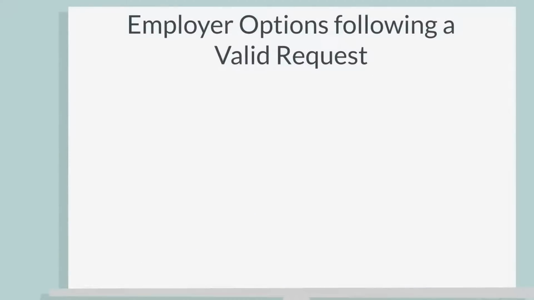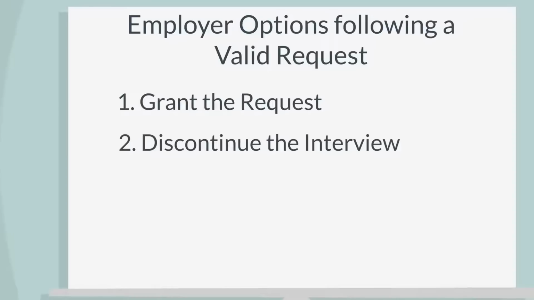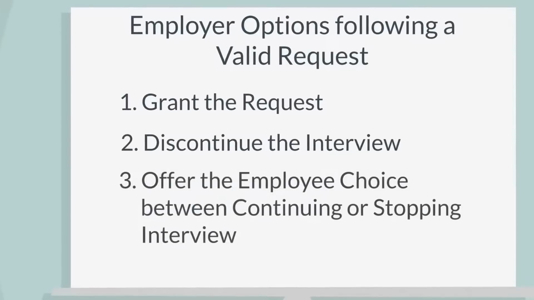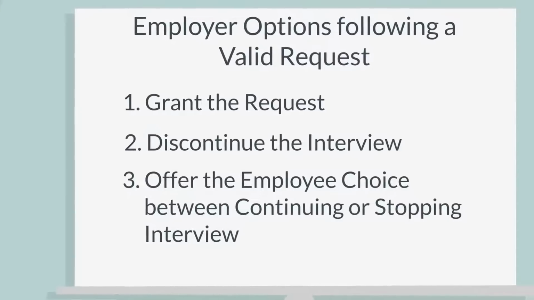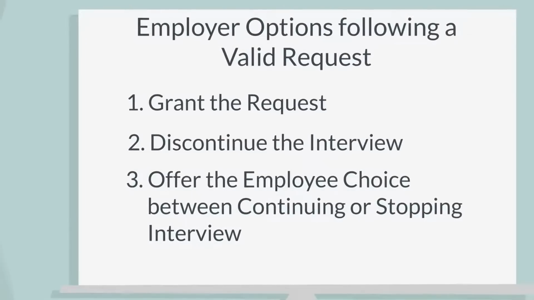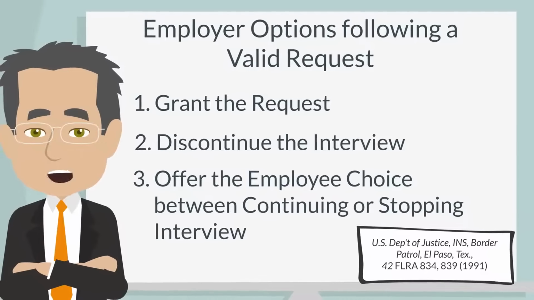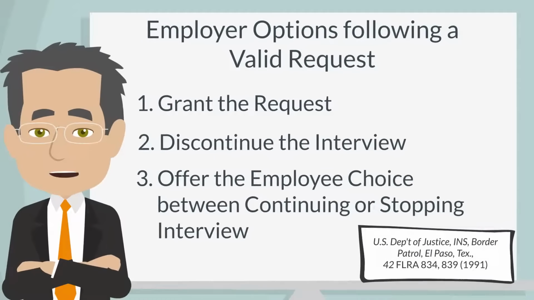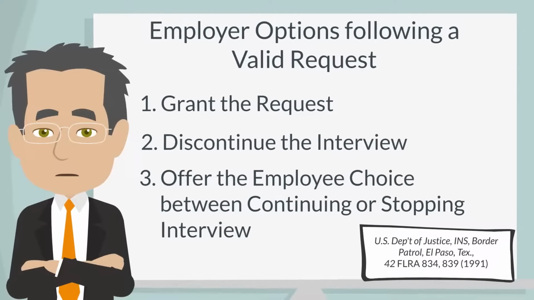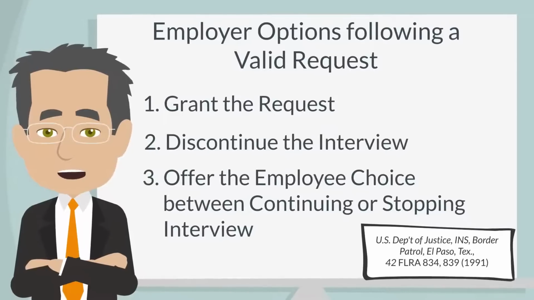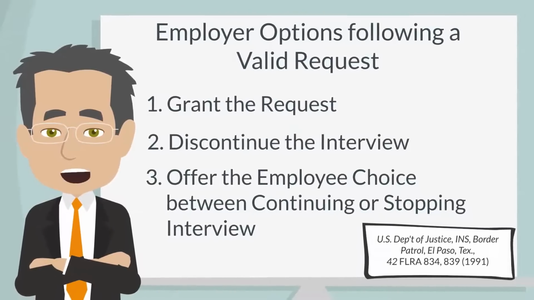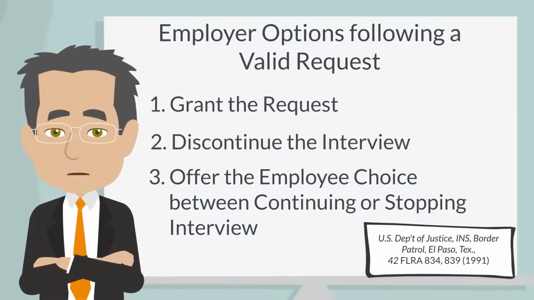After an employee makes a valid request for representation, an agency has 3 options. It may grant the request, it may discontinue the interview, or it may offer the employee the choice between continuing the interview without representation or having no interview at all. If the agency gave an employee the option of continuing an interview without representation or having no interview, and the employee elected to continue without representation, the employee waived the right to representation.